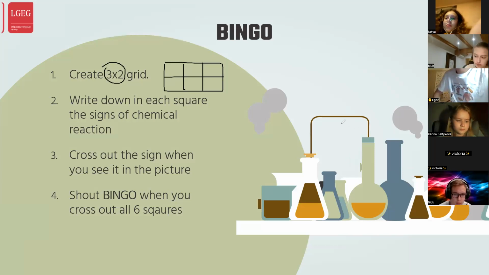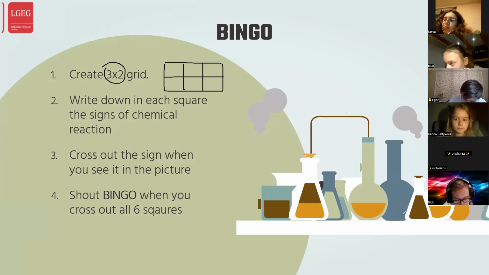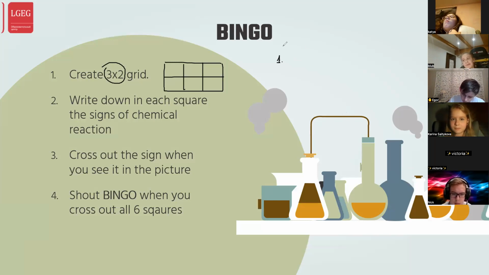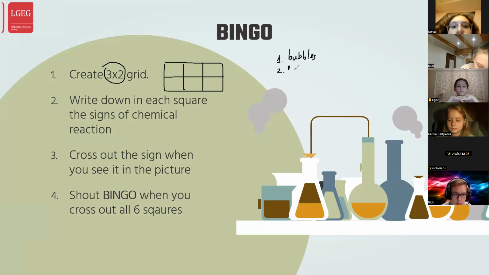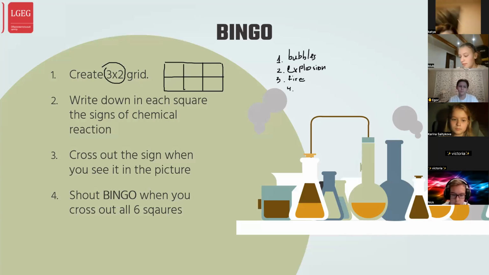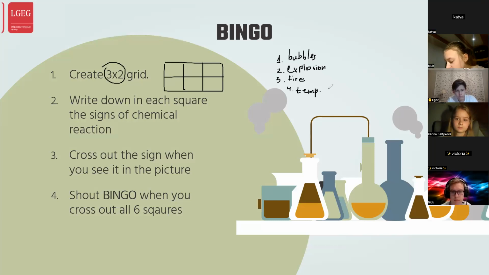Now, let's remember what signs of chemical reactions do we have? Karin, can you tell me one sign, any one sign of a chemical reaction you remember? Bubbles. Bubbles, good. Now you, one sign. Explosion. Explosion, good. Fire or burning. Fire, good. Igor? Temperature changing. Temperature change, good.